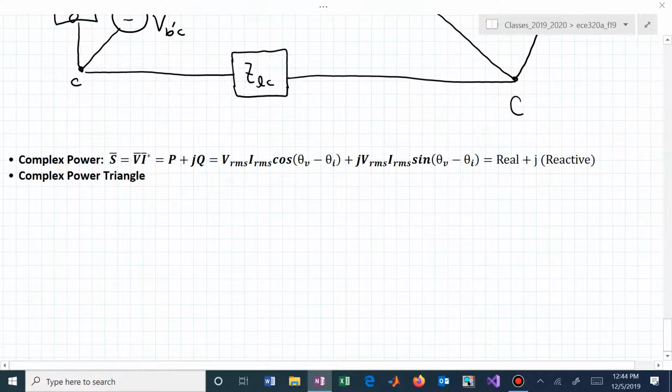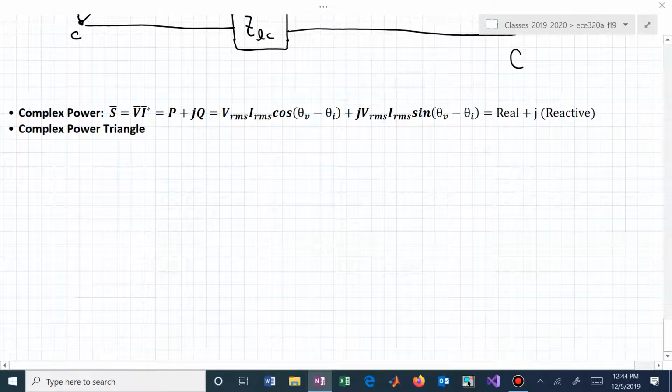So now let's look at complex power. Complex power, and for now, let's just focus on the single phase.